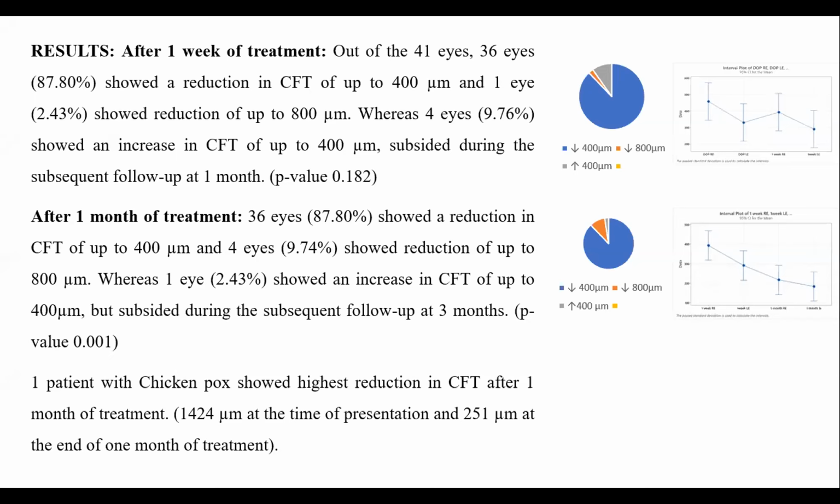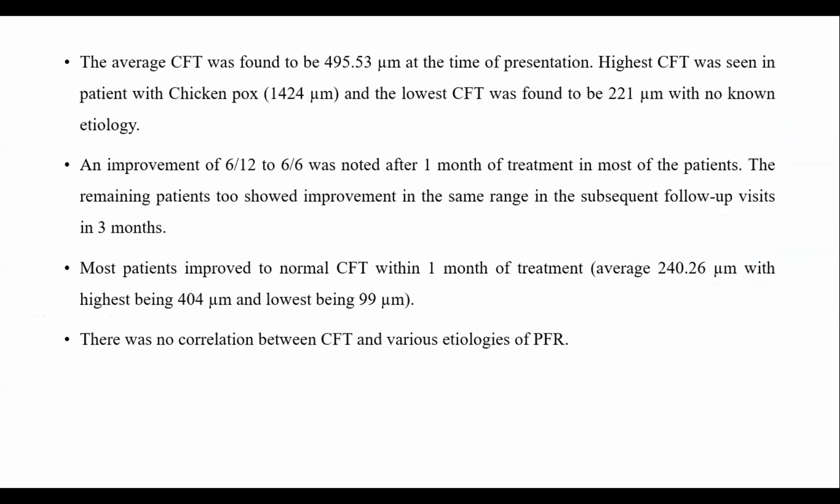Initially, it was 1424 micron and it reduced to 251 at the end of the course. Average central foveal thickness was found to be 495.53 micron at the time of presentation. Highest was seen in chickenpox, as I said earlier, and lowest was 221 micron with no known etiology.